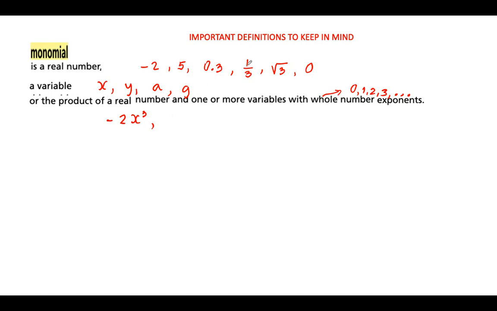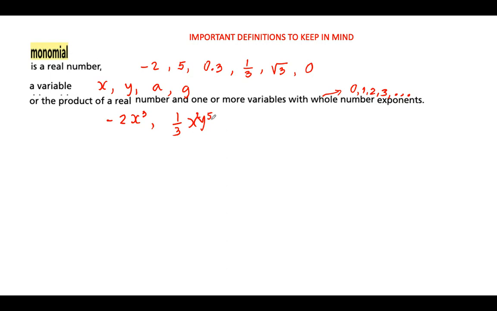But you could also have maybe 1/3, and now I'm going to choose not one but two variables like maybe x and y, and I'm going to give y the exponent of 5, whereas x will have exponent of 2. So that will also be an example of a monomial.